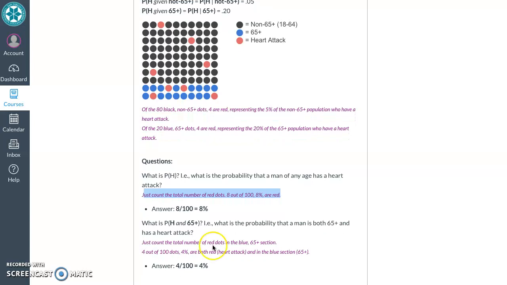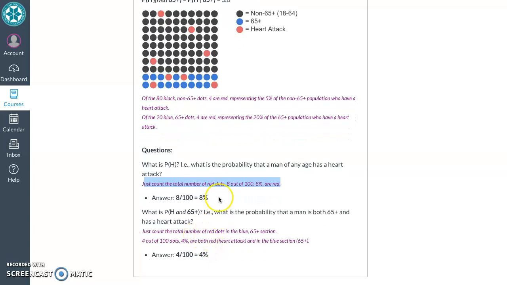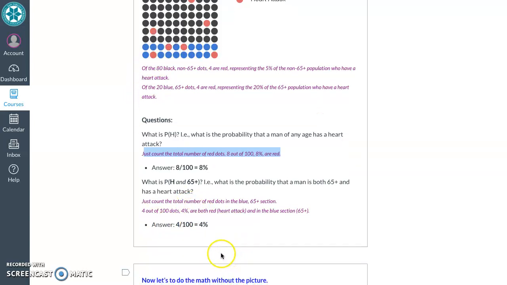What is the probability that a person is both in the 65 plus group and has a heart attack? What's the probability of that? Well, now we just count the number of red dots here. 1, 2, 3, 4. So 4 out of 100 will meet that criteria.